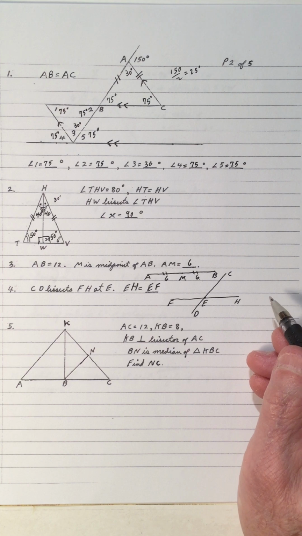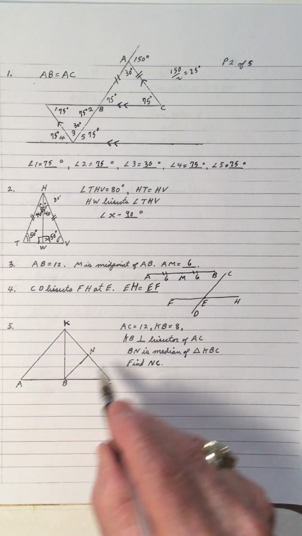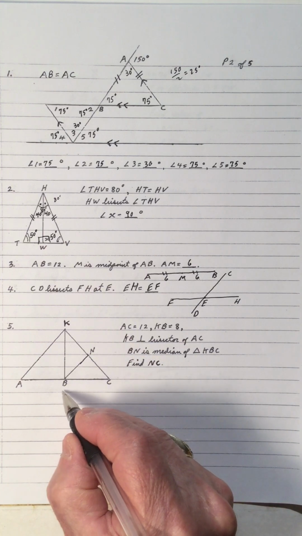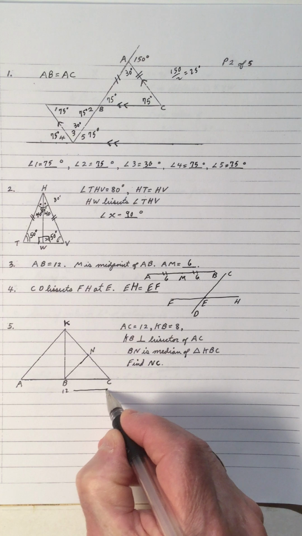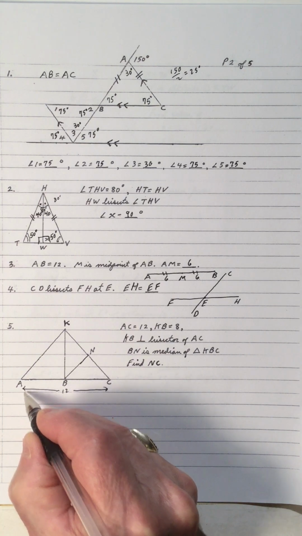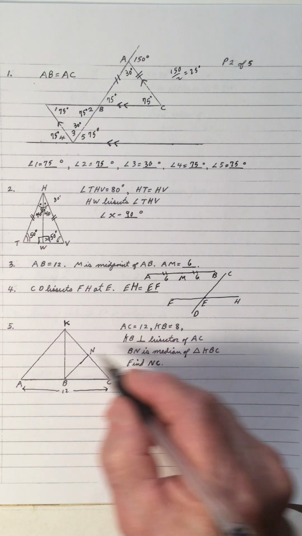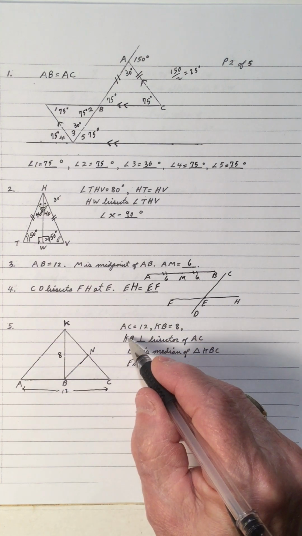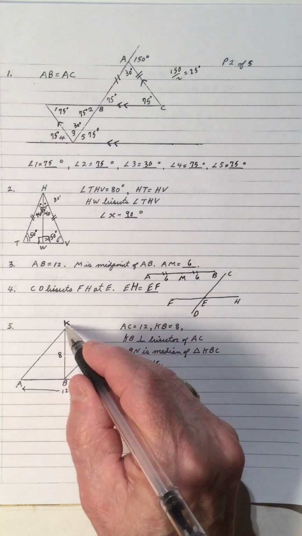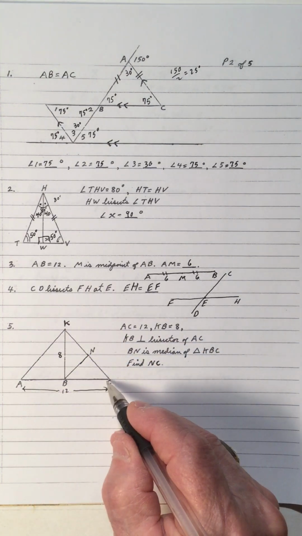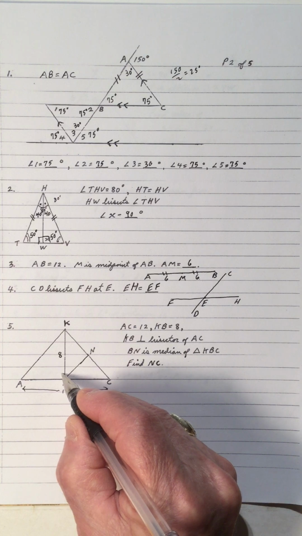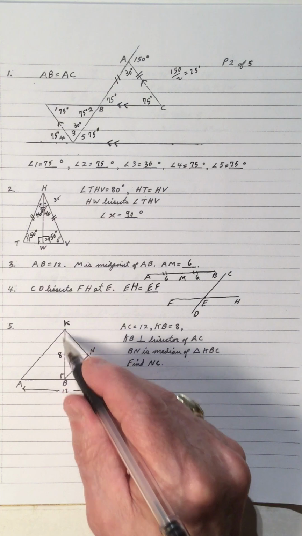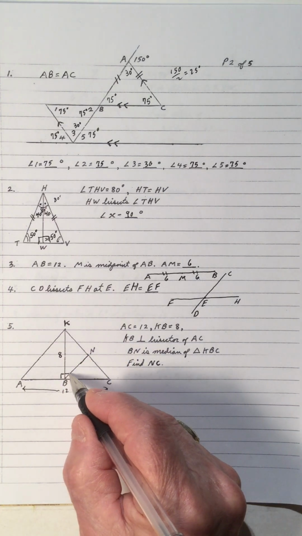Number 5, we have a triangle here. Let's see what the info says. We have AC is 12, so this is 12 units long right here. Okay, KB is 8. KB is 8 units long. KB is the perpendicular bisector. Perpendicular means we have a right angle right here at B. So angle KBA is a right angle. KBC, that's also a right angle.